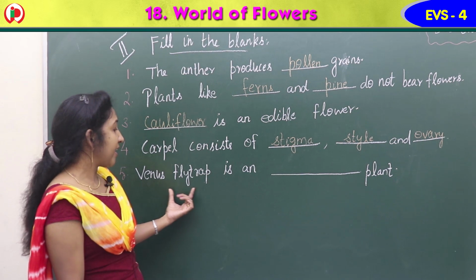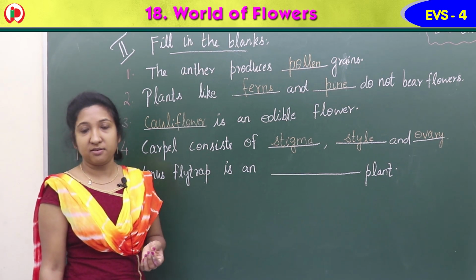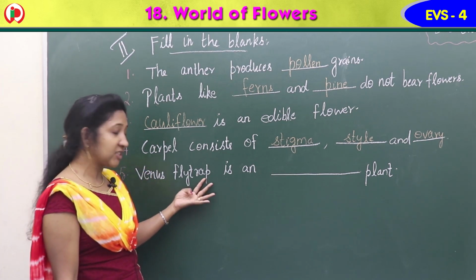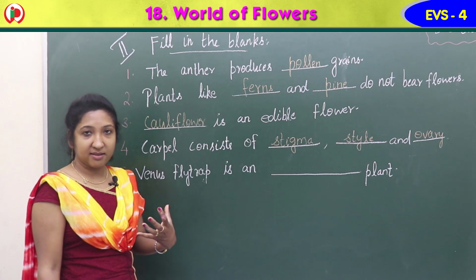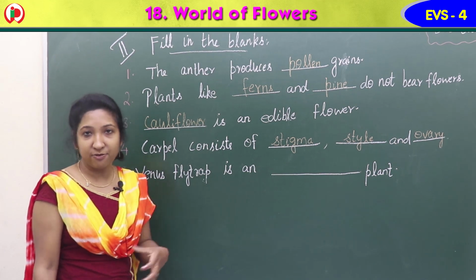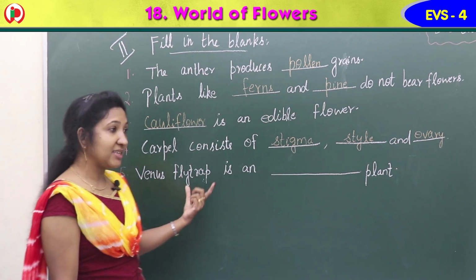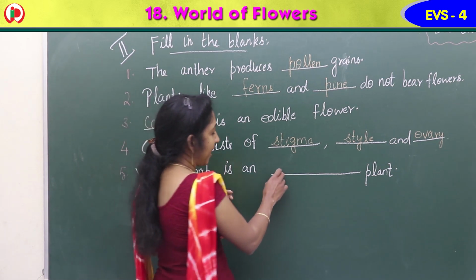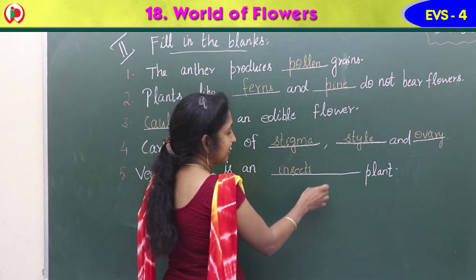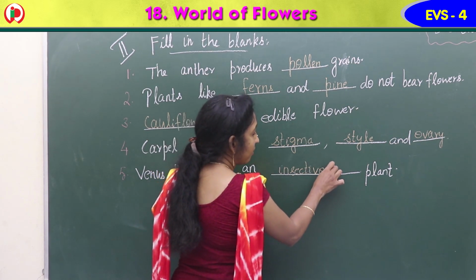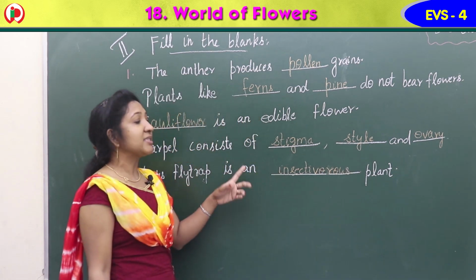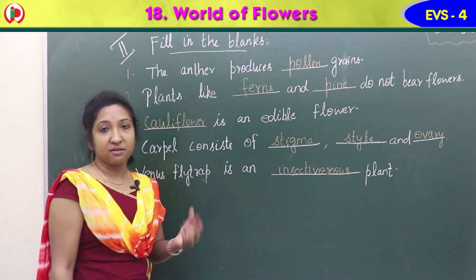Then Venus flytrap is a dash plant. We learned about the Venus flytrap also, isn't it? As the name indicates, it traps the insects towards its attractive flower. So Venus flytrap is an insectivorous plant. I-N-S-E-C-T-I-V-O-R-O-U-S, insectivorous plant. Insect eating, we say, isn't it?